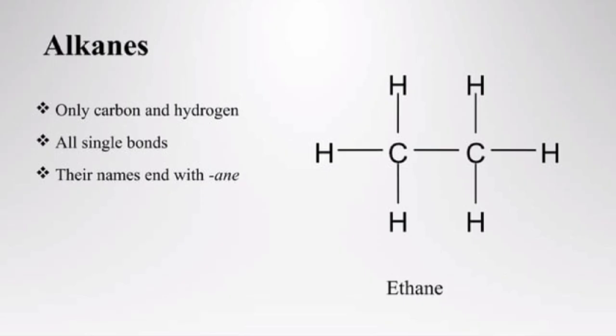As we have studied in the previous session, alkanes are saturated compounds that contain single bonds between carbon and carbon. So here you can see that there are only carbon and hydrogen atoms in the chain and all are single bonds, and therefore their name ends with the suffix "ane." So the example given is that of ethane. Eth is the root word used because there are only two carbon atoms.